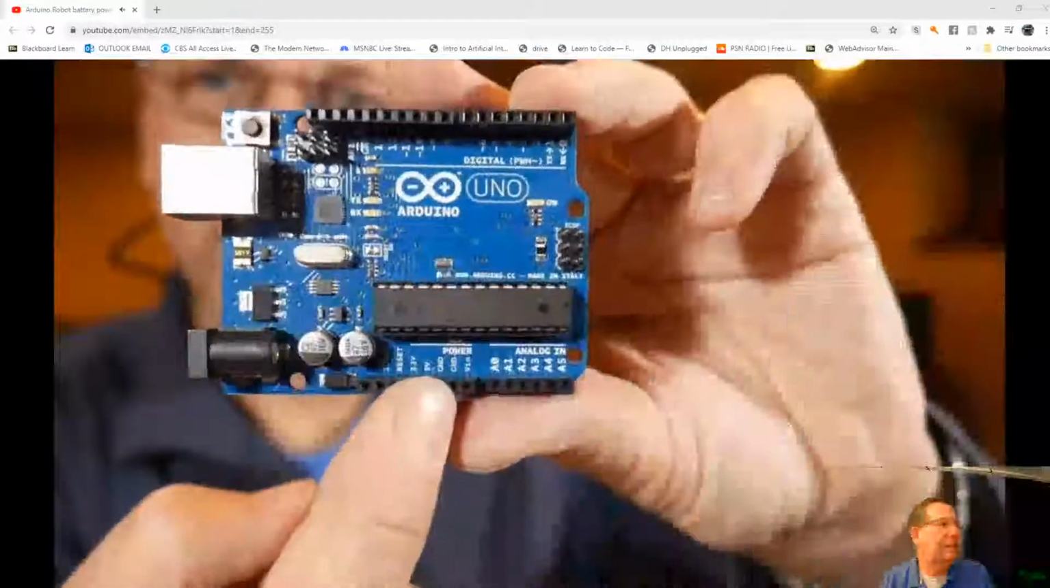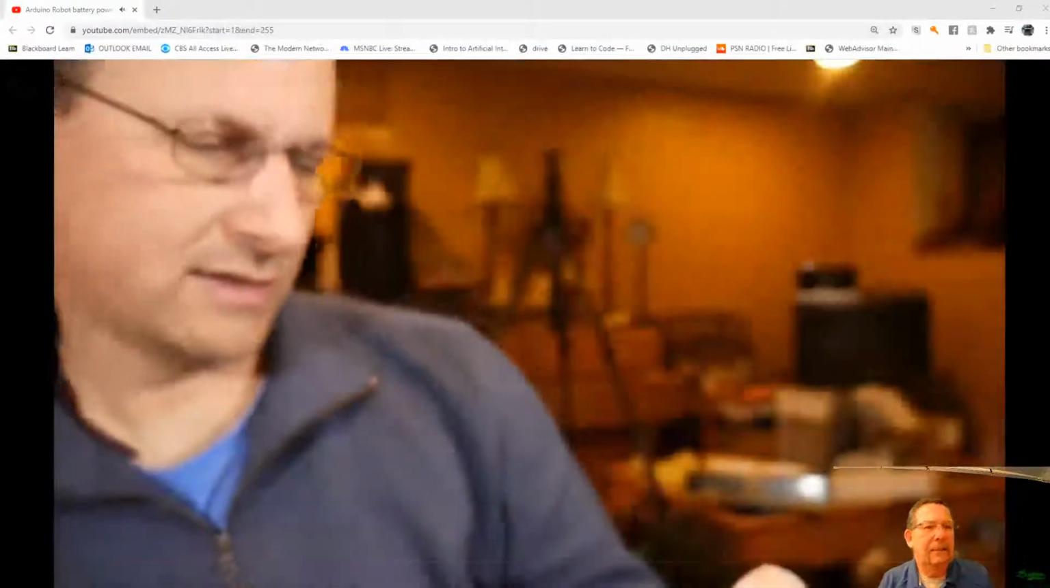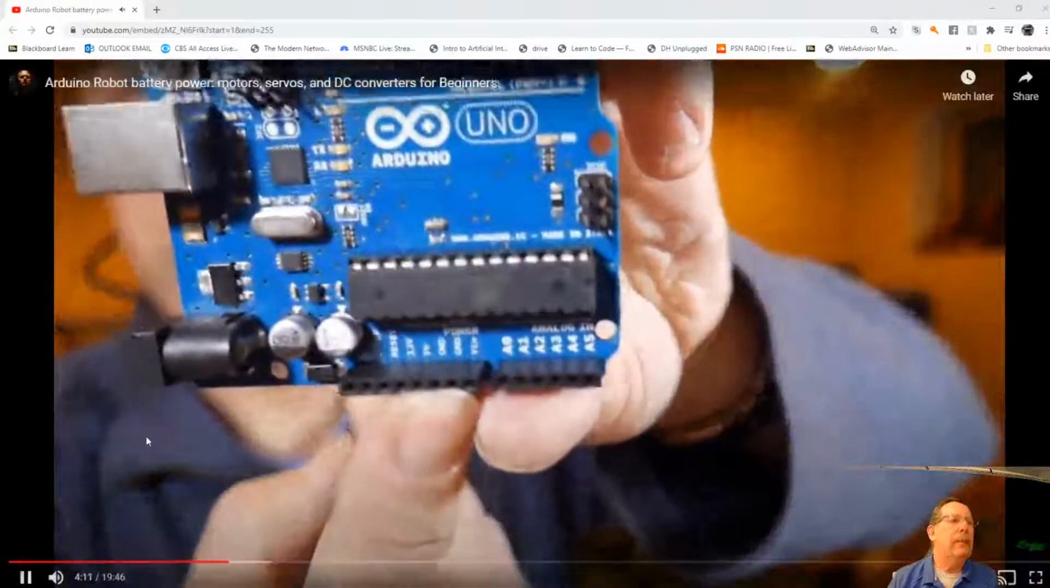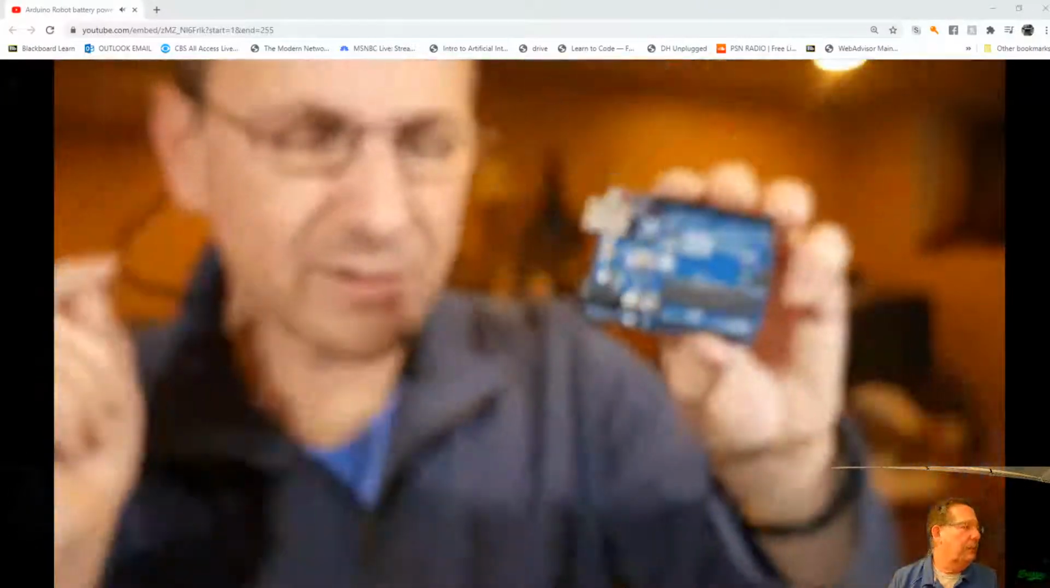So I generally go in with 6 volts on V in. There it is. It's the last one right there. You already saw that, of course. So let's go 6 volts in there.